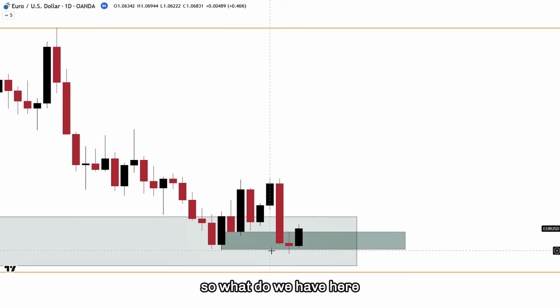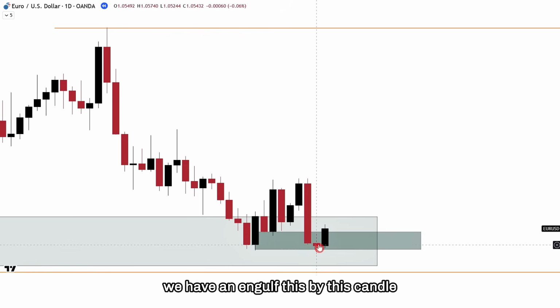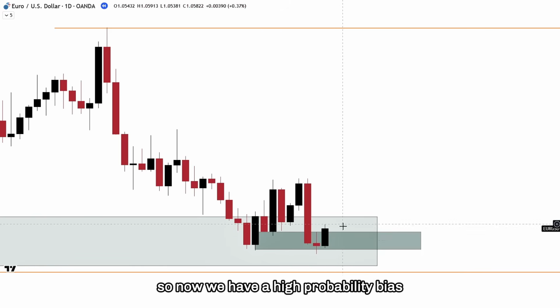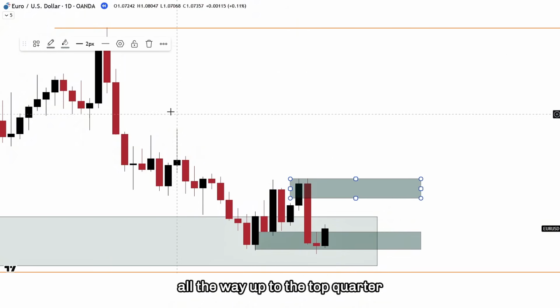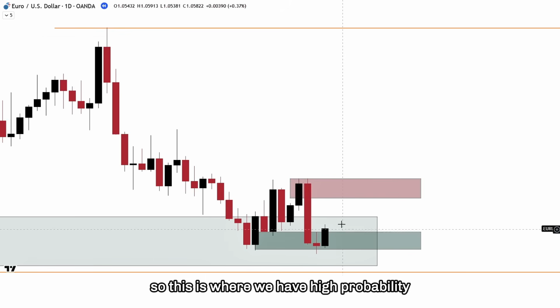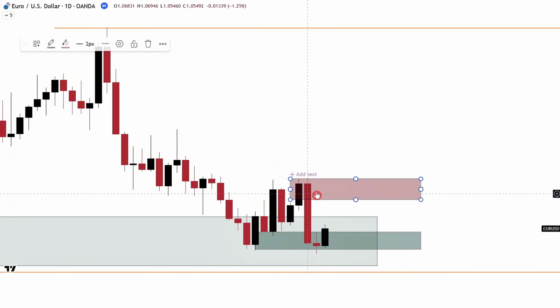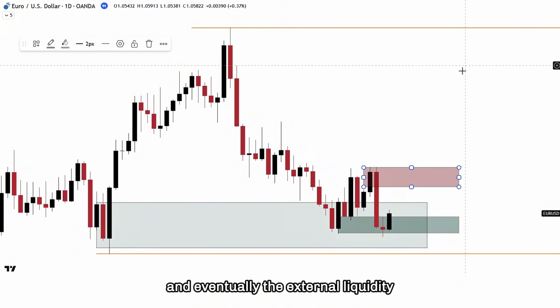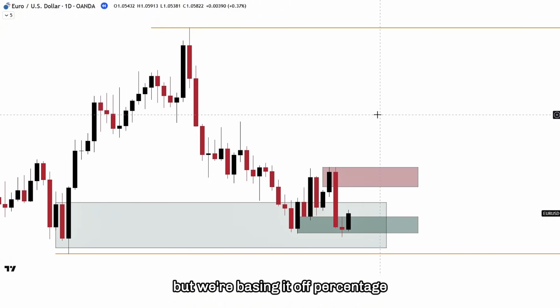So what do we have here? We have an engulf. This daily candle completely overtook this next candle. So now we have a high probability bias all the way up to the top quarter. So this is where we have high probability. Now, once price breaks through this level, obviously we're targeting the extreme level here and eventually the external liquidity. But we're basing it off percentage.